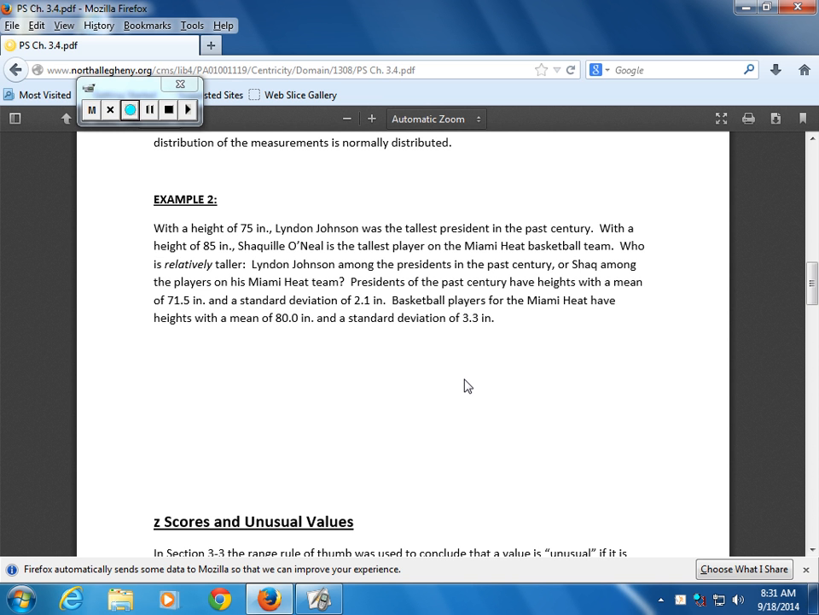You don't have to write it word for word, just write the important information. LBJ, 75 inches. Shaq, 85 inches. Presidents have a mean of 71.5 and a standard deviation of 2.1. Basketball players have a mean height of 80 and a standard deviation of 3.3.